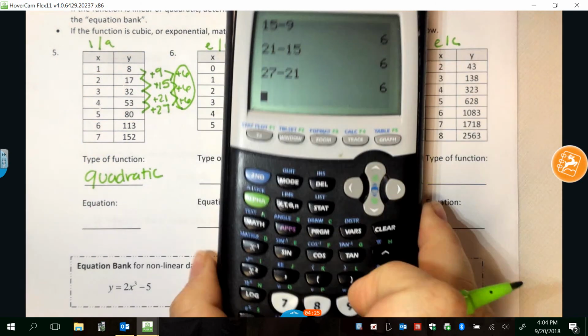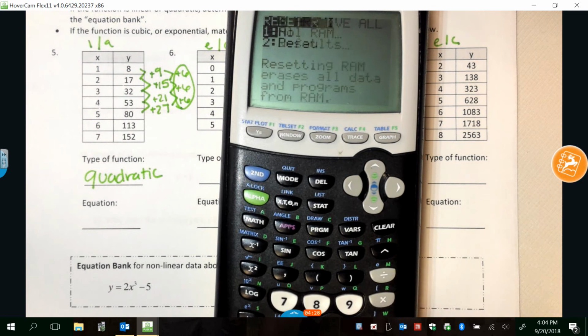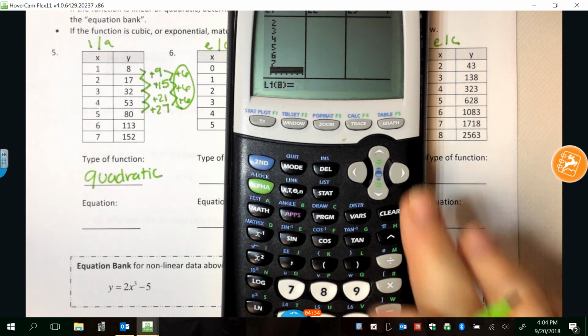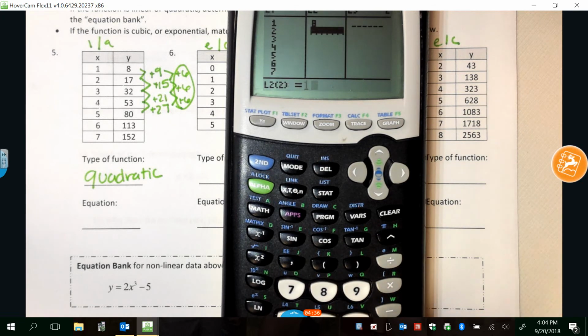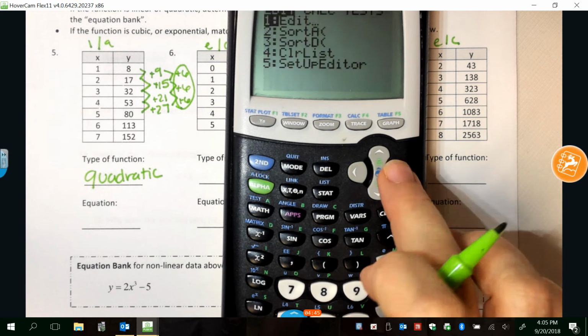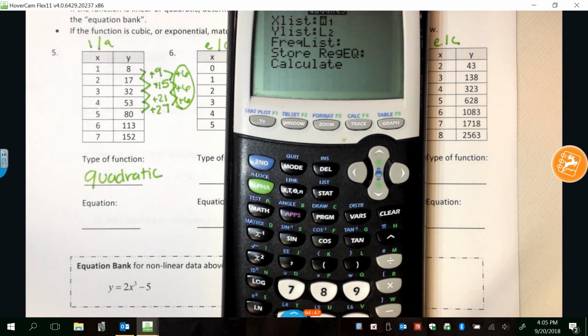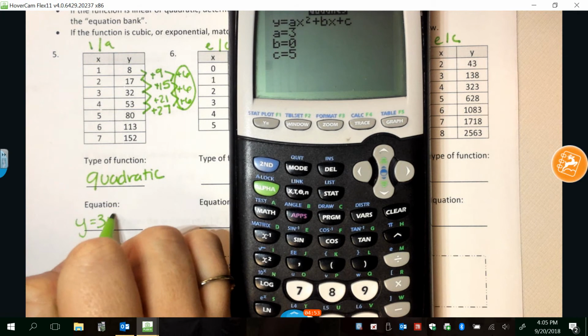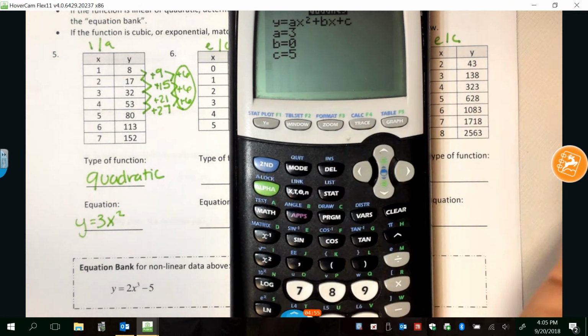And we're going to use our calculator to find the equation. Stat enter. 1, 2, 3, 4, 5, 6, 7, 8, 17, 32, 53, 80, 113, 152. Stat right 5, because it's quadratic. And my equation is y equals 3x squared plus 0x, so I don't have to put it, plus 5.